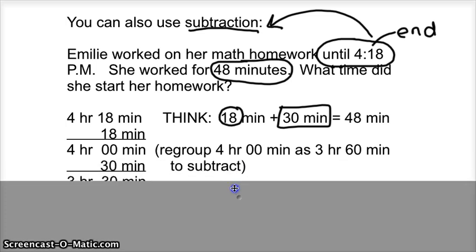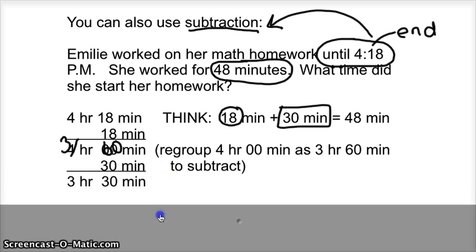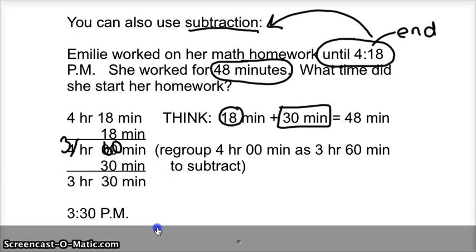And it looks like this. Let's pretend that this is 60 minutes because we've regrouped. And this is 3. 60 minus 30 is 30, and 3 minus nothing is 3. So if I go back 30 minutes from 4 o'clock, I'll be at 3:30. So that means Emily started her homework at 3:30 p.m.